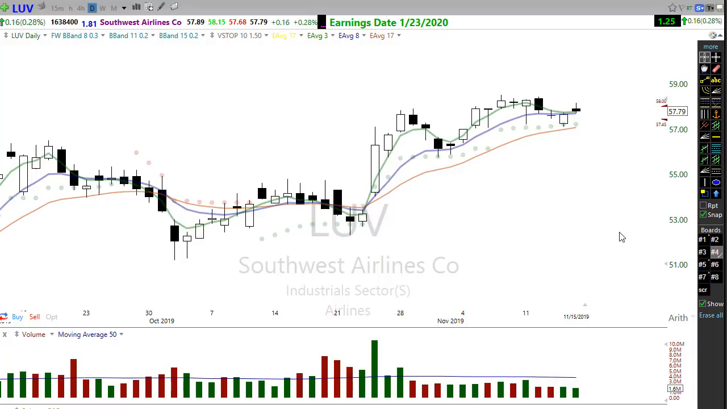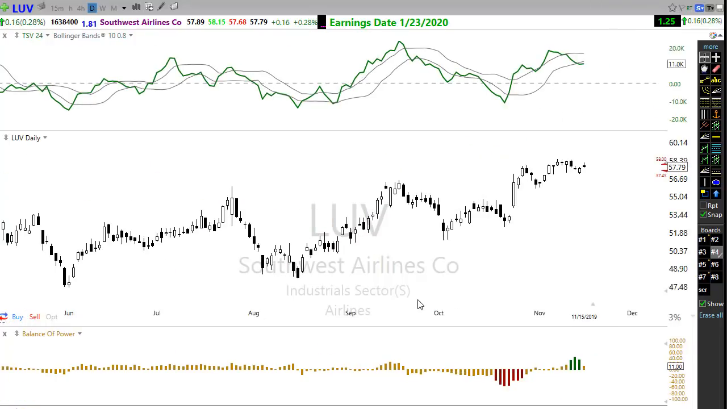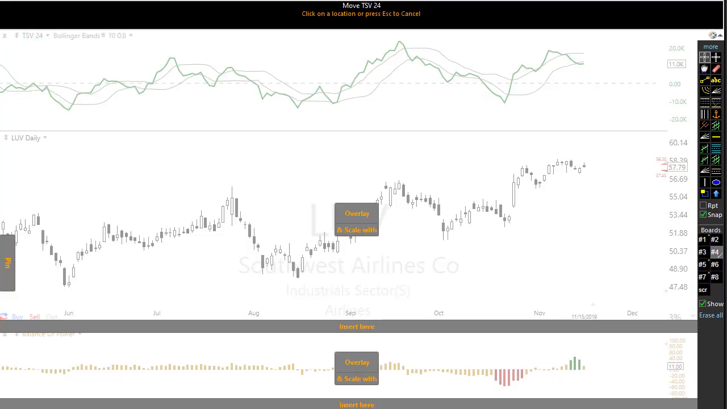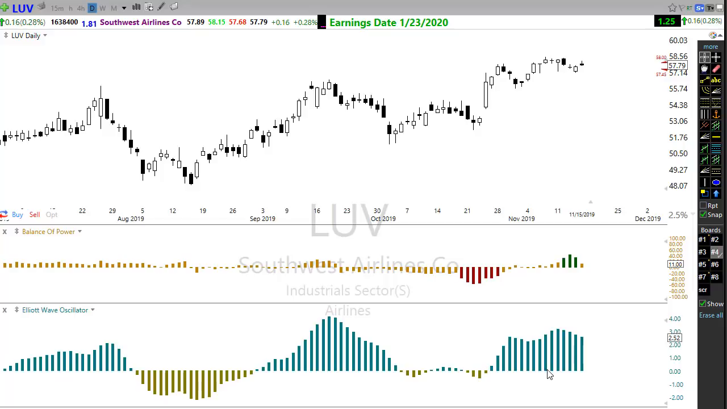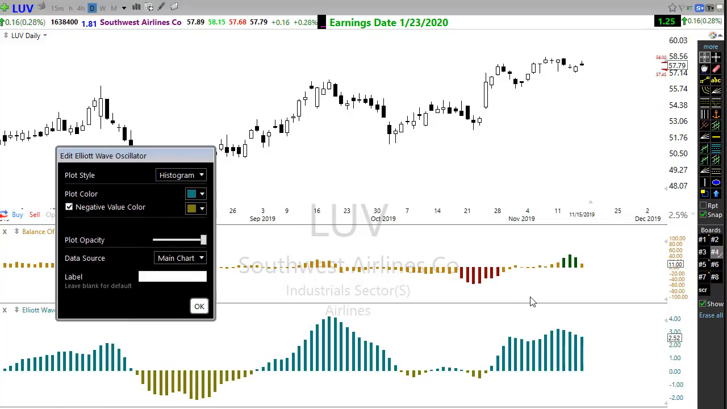Okay. Now, TC2000, Barry, you asked the question. TC2000 has an indicator. It's an Elliott wave indicator. So I'm going to move this down and move up the Elliott wave oscillator. The Elliott wave oscillator, let's open this up so you can see the settings in here. They don't give you any settings in here on the oscillator.